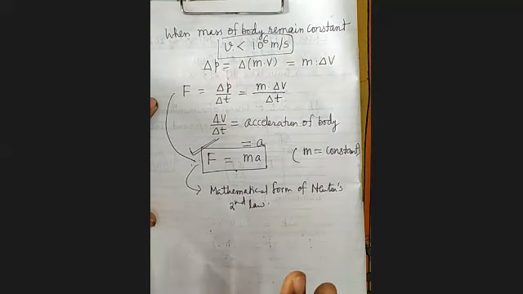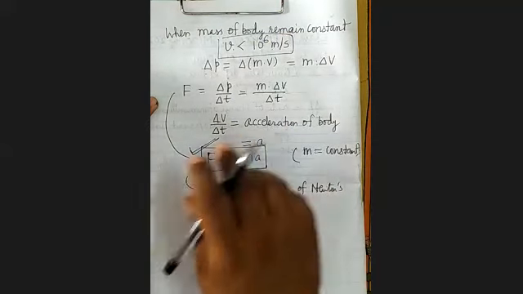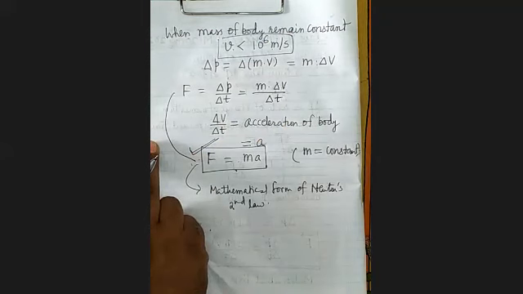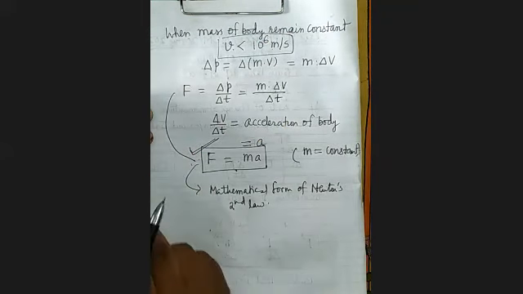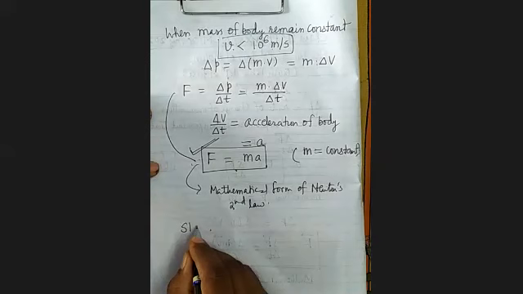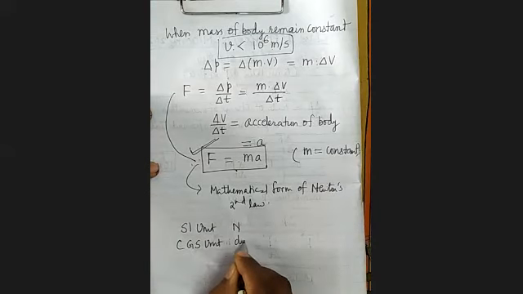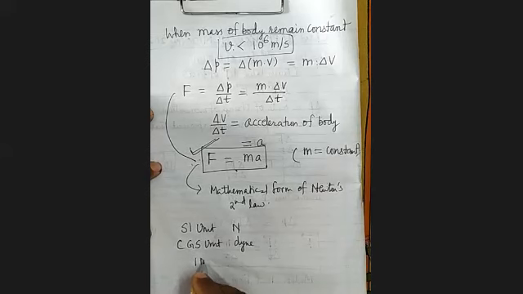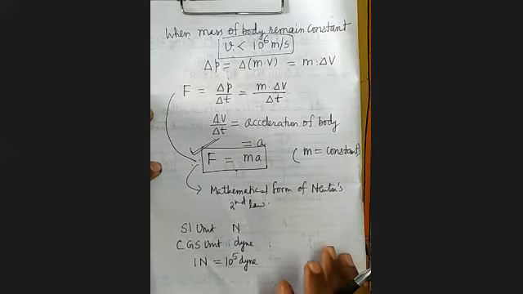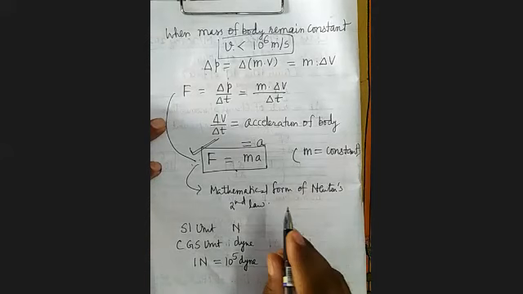Now see here about the unit of force, you know, so no need to tell. SI unit of force is? Newton. What is the CGS unit? Dyne. What is the relation between Newton and dyne? 1 Newton equals 10 to the power 5 dyne. Every time you tell 10 to the power 7. Last time also you told 10 to the power 7.